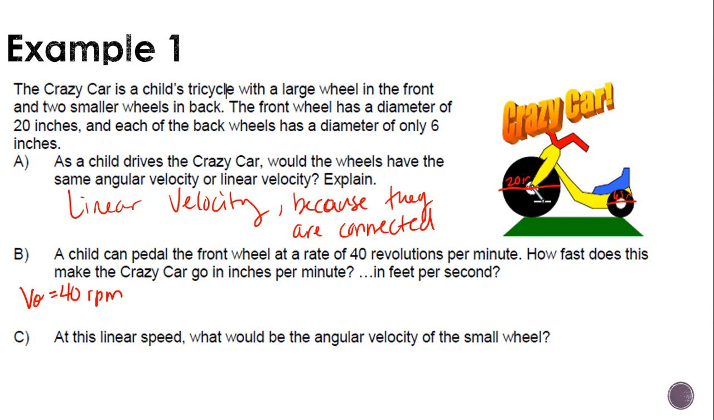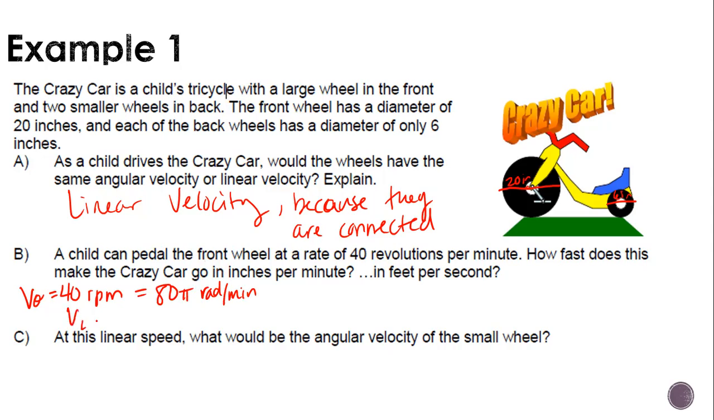In order to do that, our angular velocity has to be in radians per time. Currently, it's in revolutions, so I'm going to have to convert from 40 revolutions into radians. How much is 1 revolution? 2 pi. So how many is 40 revolutions? 80 pi radians per minute. So the first thing I had to do was put my angular velocity in terms of radians.